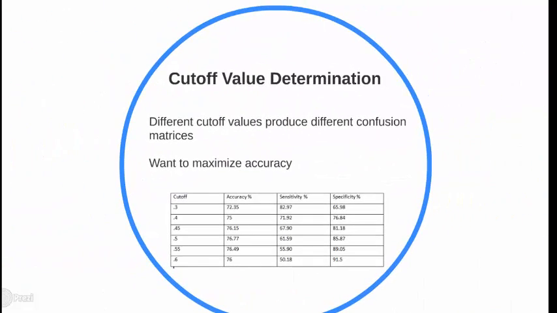After determining the best model we can create, we altered the cutoff value to see at what cutoff our model was most accurate. By changing the cutoff value, we change the way that our predictions are arranged in the confusion matrix. This table shows how changing the cutoff affects the accuracy of the model.